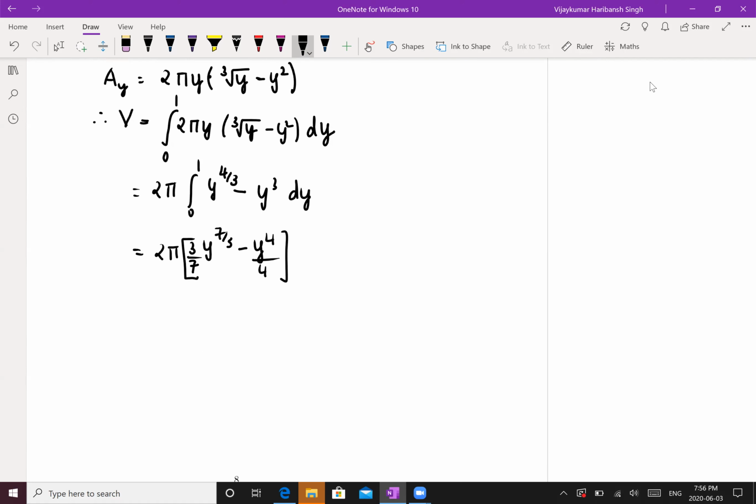So what do we get in this case now? Now we need to cross multiply, right? So, oh, sorry, my bad. Put the limits first. So 0 to 1. So when you put 0, you get 0. And then when you put 1, you get 2 pi times (3 by 7 minus 1 by 4). And then you get 2 pi times (12 minus 7) over 28, which is 5 by 28, which is 5 pi by 14.